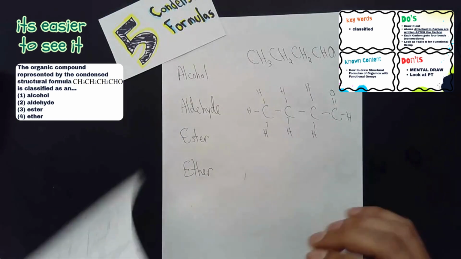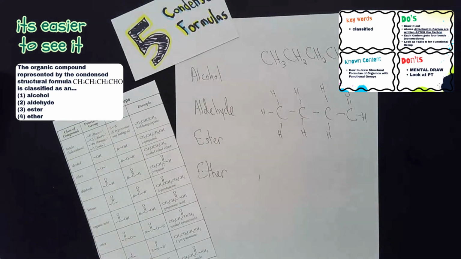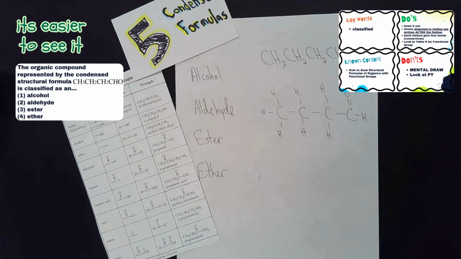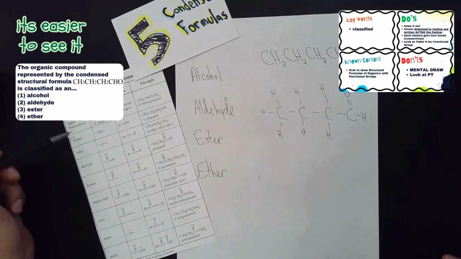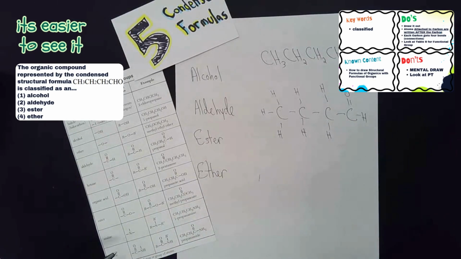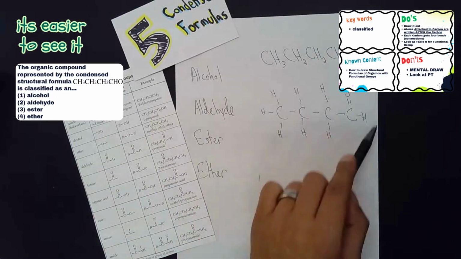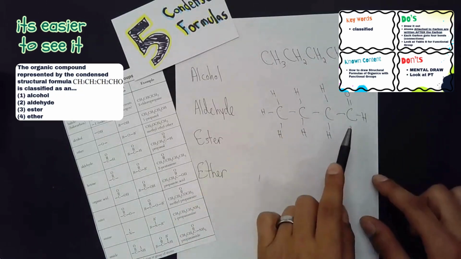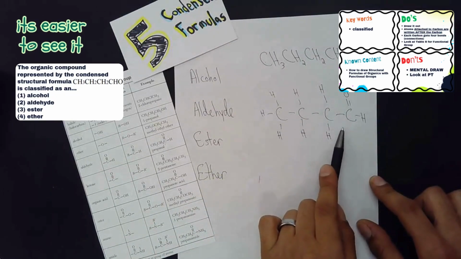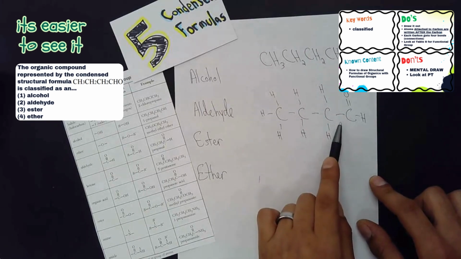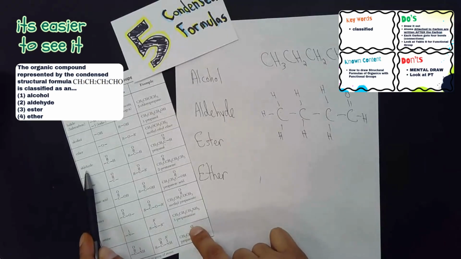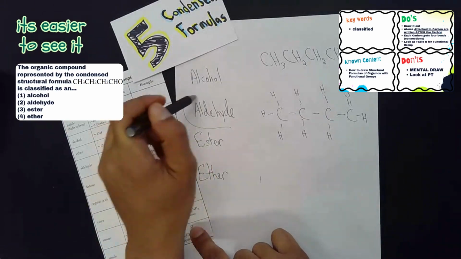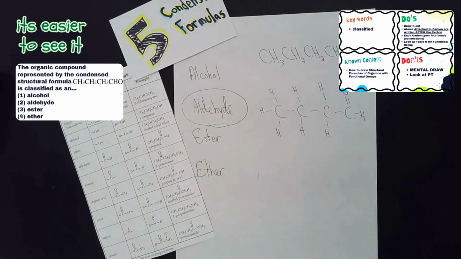So if we compare this and look at our Table R, we will confirm which one of our functional groups this structural compound represents. The carbonyl, a carbon double bonded to oxygen, with the hydrogen tells us that it is an aldehyde. So our answer is that it's an aldehyde.